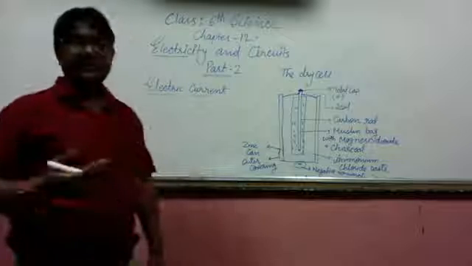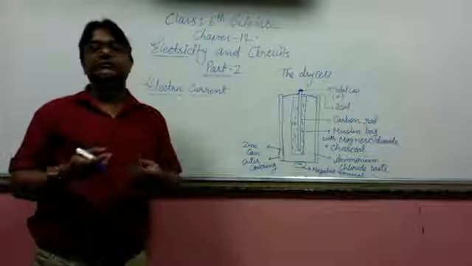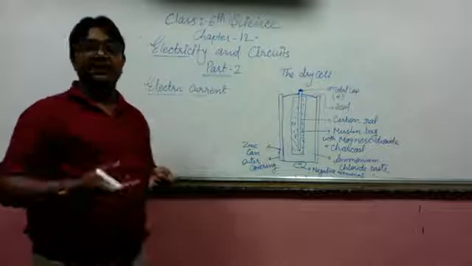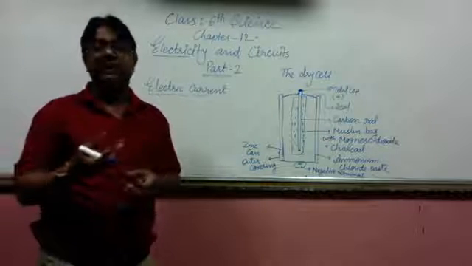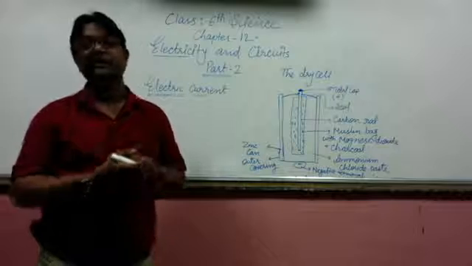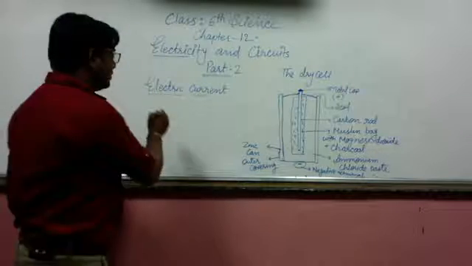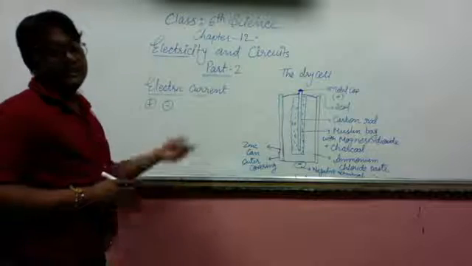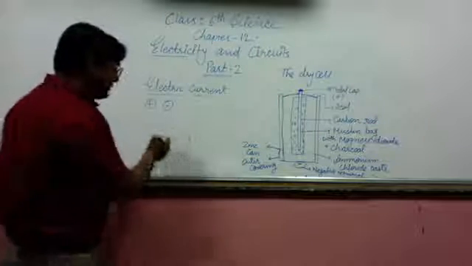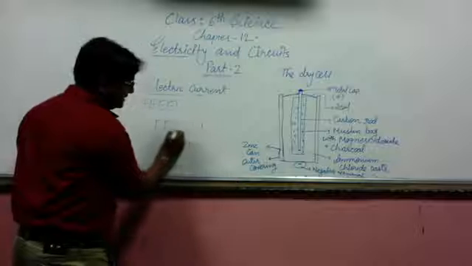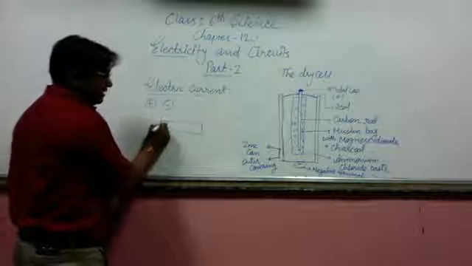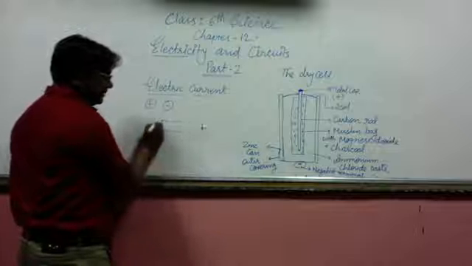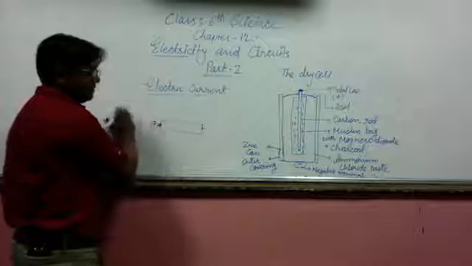So, electric current is, students, as I told you about the charges, the flow of charges that allows the electric current to flow in a closed path. So, the flow of positive and negative charges is called electric current. So, students, what happens in a cell? This is a cell. This is a source of electric current. This is the negative terminal, and it has the positive terminal as well.